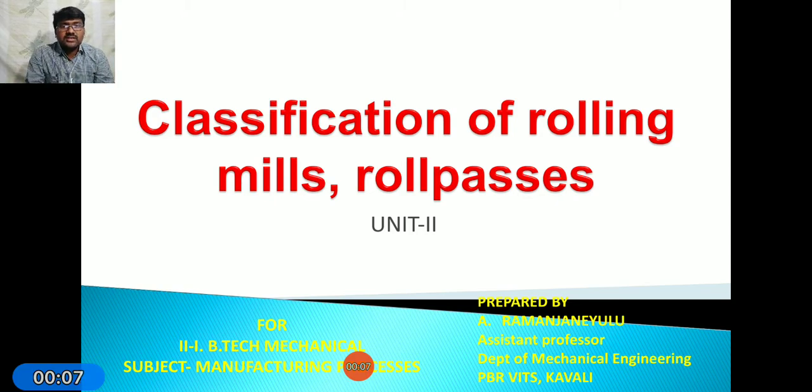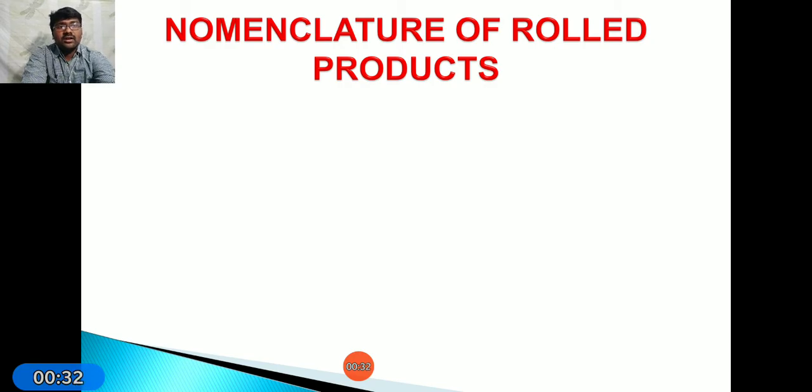In the previous class, we discussed the types of rolling, that is hot rolling and cold rolling. In this session, we will discuss the classification of rolling mills, roll passes, and the nomenclature of roll products. First we'll go through the nomenclature of roll products. By understanding this, we can understand what we are doing by using the rolling process.